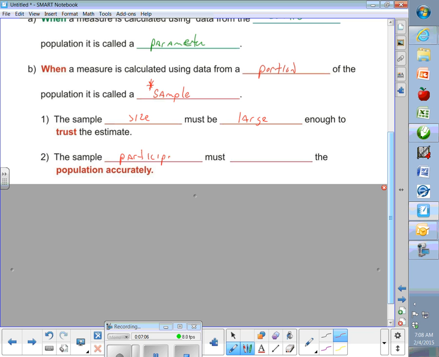The sample participants must represent the population accurately. Look, there's the average. There are always some that are far to the, we'll say, right and left. There are always people that are far to one extreme or far to the other extreme. And it's the same way with data. So you've got to be careful with your sample.